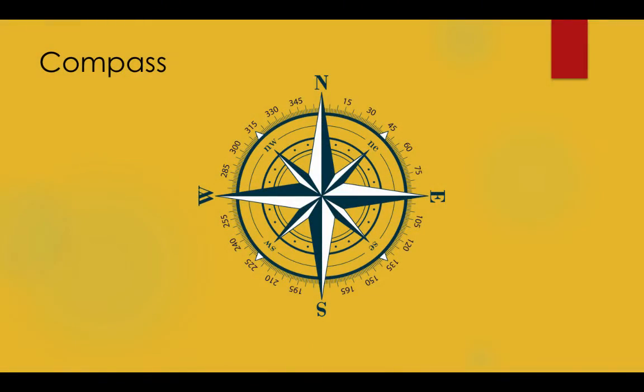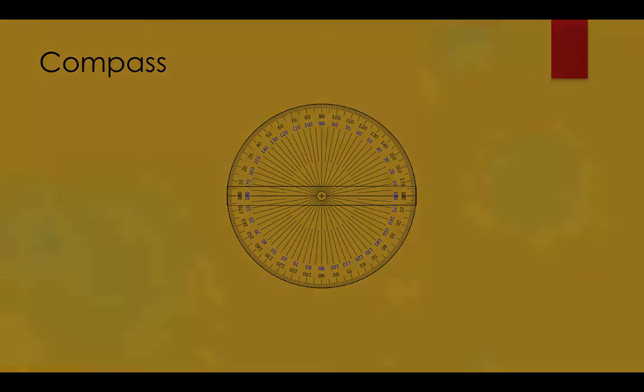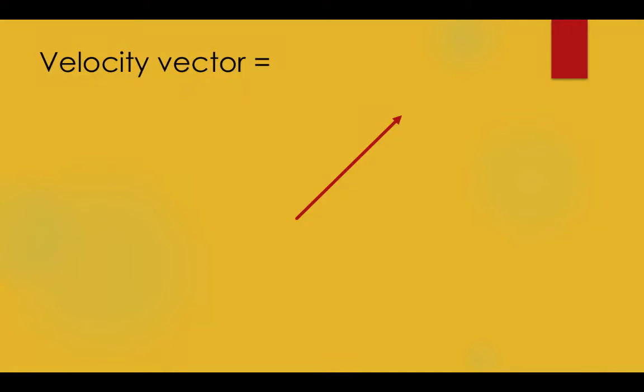This is a compass and it allows for us to figure out direction. Essentially, a compass is two protractors joined together, like so. Let's measure this arrow that represents a velocity vector. Now remember, vectors have magnitude or size and direction.